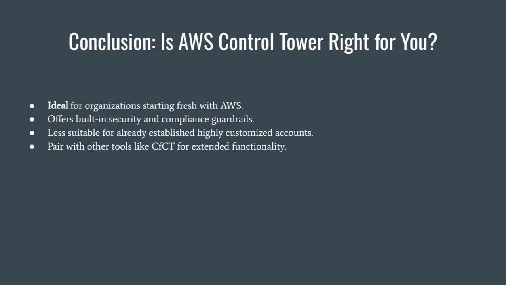To wrap things up, AWS Control Tower is a powerful tool for organizations just getting started with AWS. It provides pre-built security guardrails and compliance baselines that make establishing a multi-account structure easier. But it may not be the right fit for those looking for more customization and managing environments at a larger scale. If you're setting up a new AWS environment, give Control Tower a try. And if you need additional functionality, consider pairing it with a solution like cfct.